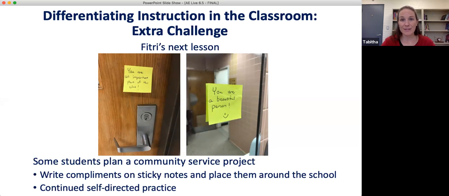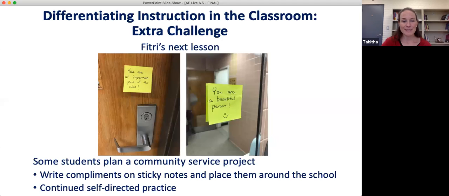If Fitri finds through her formative assessment that almost all the students did well on giving spoken compliments, that lets her know it's okay to move on to the next topic. So maybe it's time to move on to responding to compliments or giving compliments in writing. Either way, Fitri's making instructional decisions that are based on students' performance on formative assessments. She's giving them instruction at the right level for their needs, and she's also helping them achieve standards.